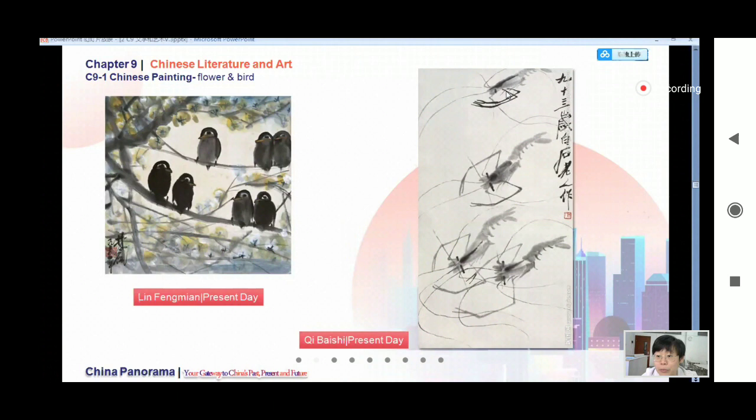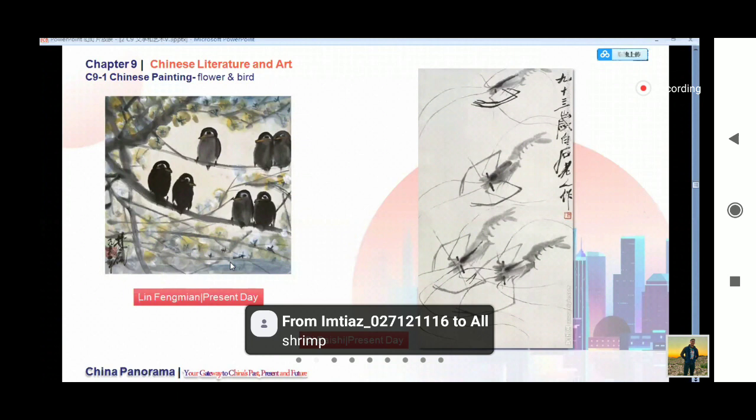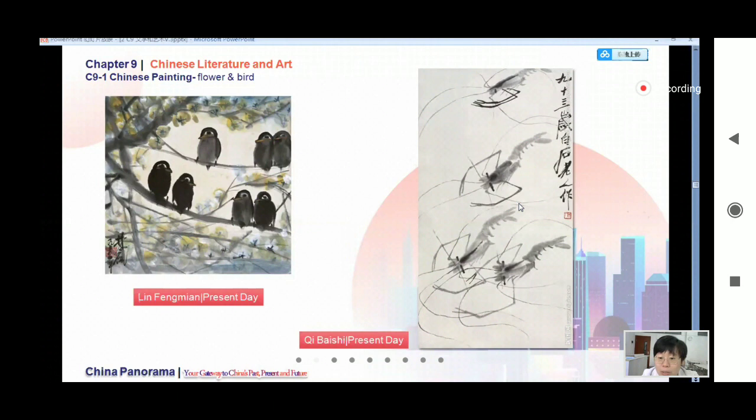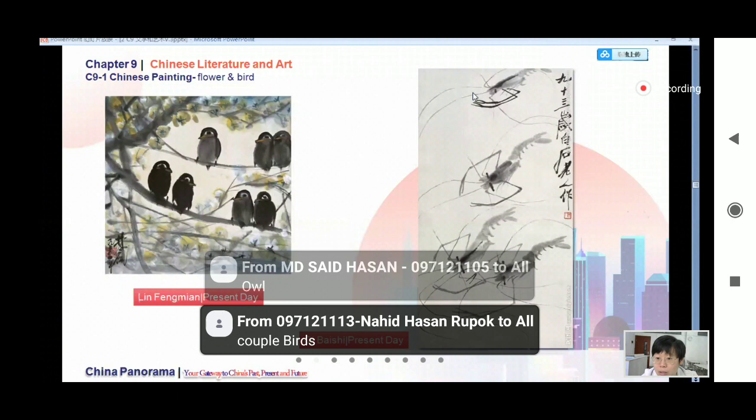For example, what do you see here? Mosquito? I'm sorry? Shrimp and... Oh, this is shrimp. And what? Birds. Birds in a tree, right? Yeah, they are very, very cute. So they're not detailed, though. It's not realistic. And this one is shrimps, drawn by an artist called Qi Baishi.